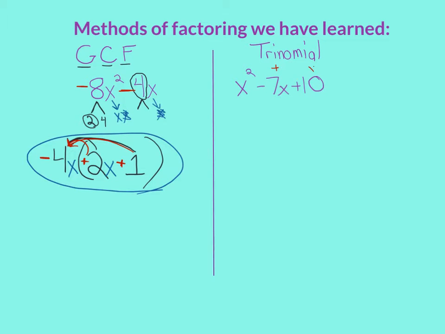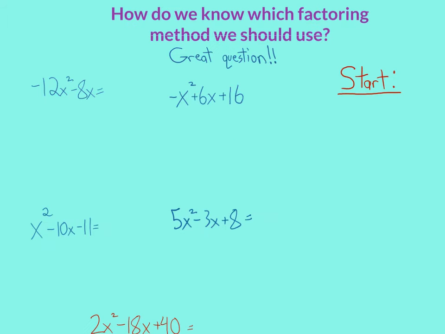Okay, trinomial, I feel like you guys are getting pretty good with that. What adds to the negative 7 multiplies to the 10? I'm going to guess it's a 2 and a 5. And since they both have to become negatives, and they'll be the same sign since they multiply to positive 10, they must both be negatives. There you go. Okay, so there's our review of those methods.